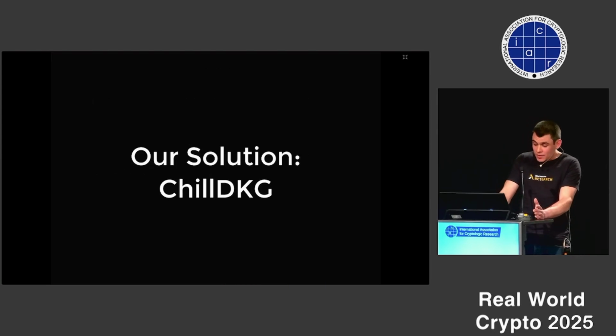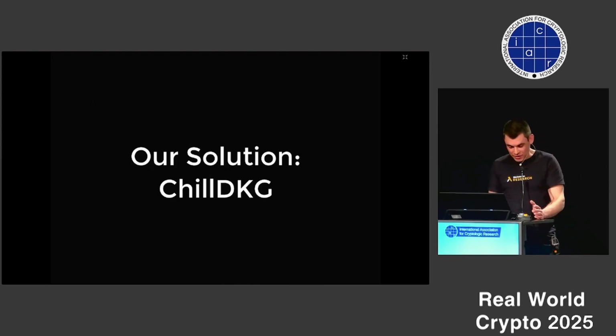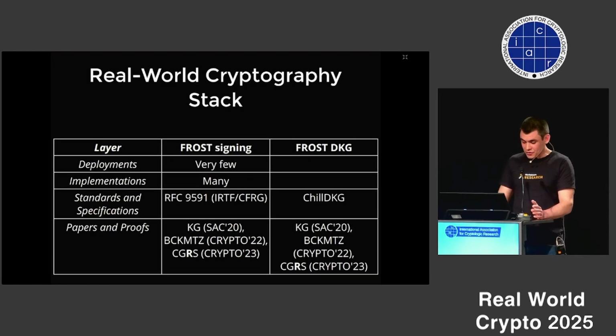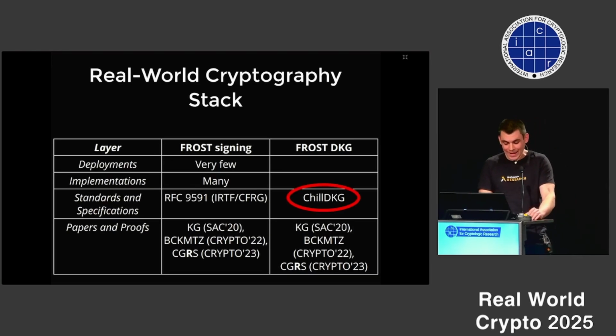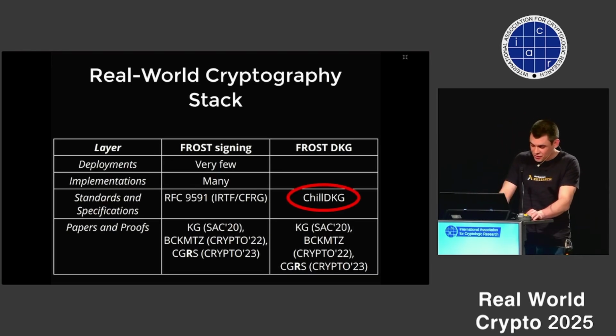And the solution that we propose is ChillDKG. ChillDKG is a protocol and a specification designed specifically for Frost and with all the hard parts built in, like reliable broadcasts, secure channels, and all the little edge cases that are easy to miss. And we're going to very briefly walk through how ChillDKG solves the problems we've just seen.